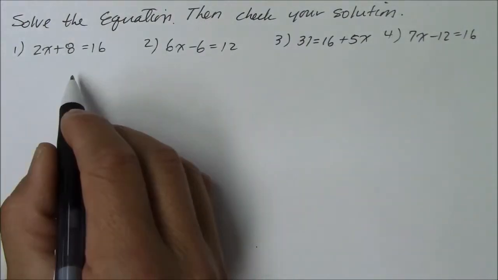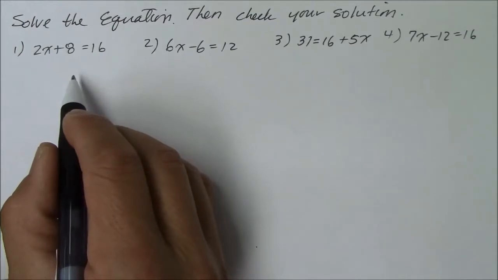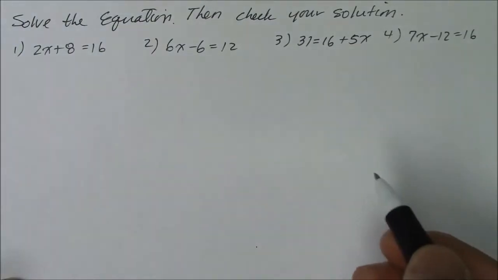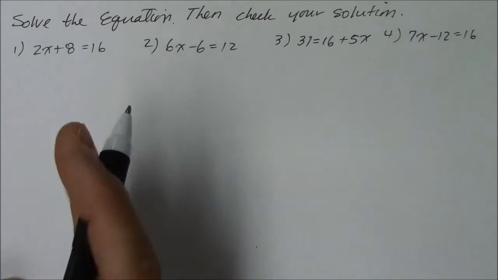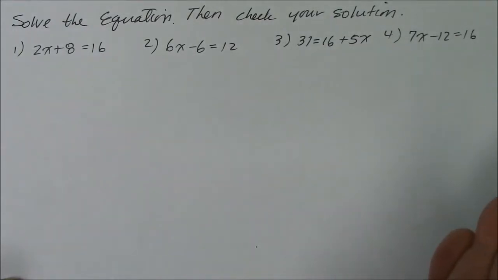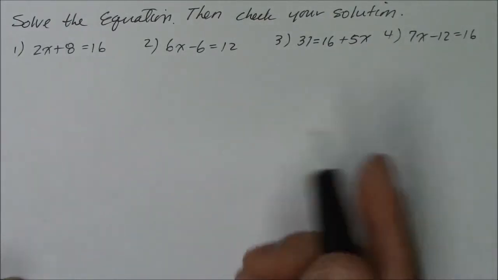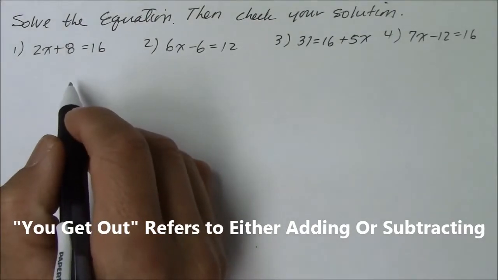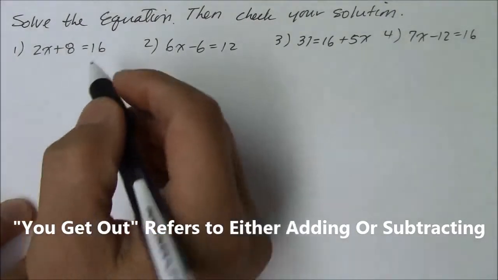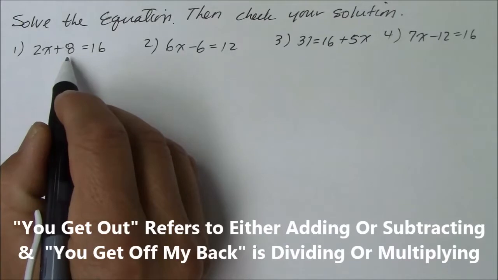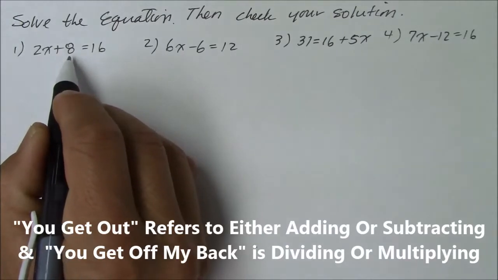Algebraically. And this is what I tell my students to say. You, get out. You, get out. And you, get off my back. You, get off my back. So what does that mean? Since it's a two-step, we have to get rid of the 8. You, get out.